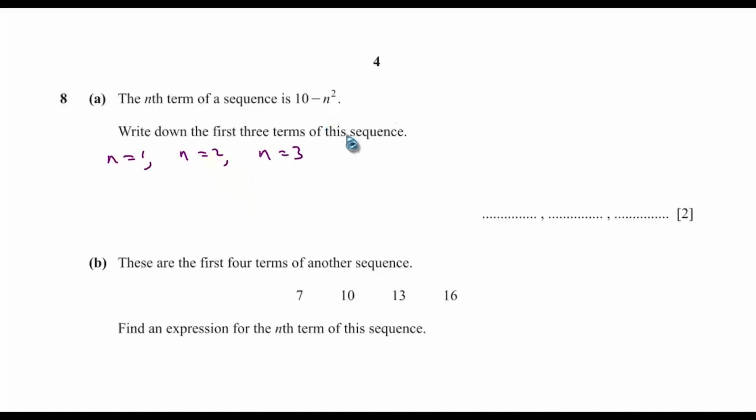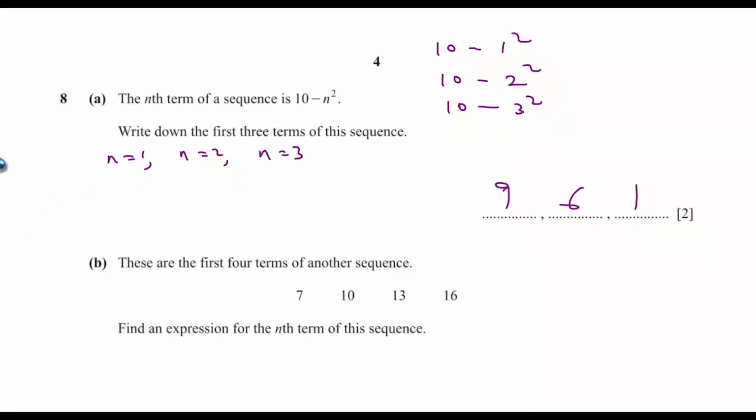Okay, so when n is 1, you have 10 subtract 1 squared. 1 squared remains 1, and that will be 9. When n is 2, you have 10 subtract 2 to the power of 2. 2 to the power of 2 is 4. Then 10 subtract 4, that will be 6. That is the second term. When n is 3, you have 10 subtract 3 to the power of 2. 3 to the power of 2 is 9. Then 10 subtract 9 is 1. So these are the first 3 terms of this sequence: 9, 6, and 1 respectively.